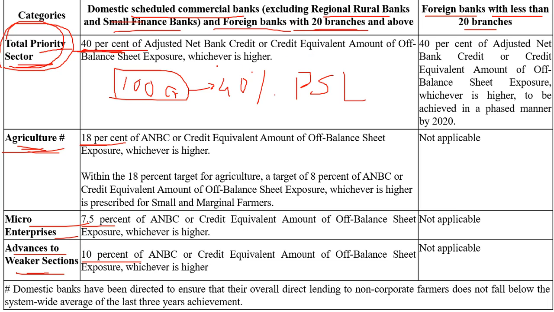These are some of the criteria which RBI has given to the commercial banks. If banks do not follow or do not achieve the target in a year, then some action will be taken by the Reserve Bank of India. So it is mandatory, it is compulsory, for all the commercial banks to give loans to the priority sectors as per this criteria.